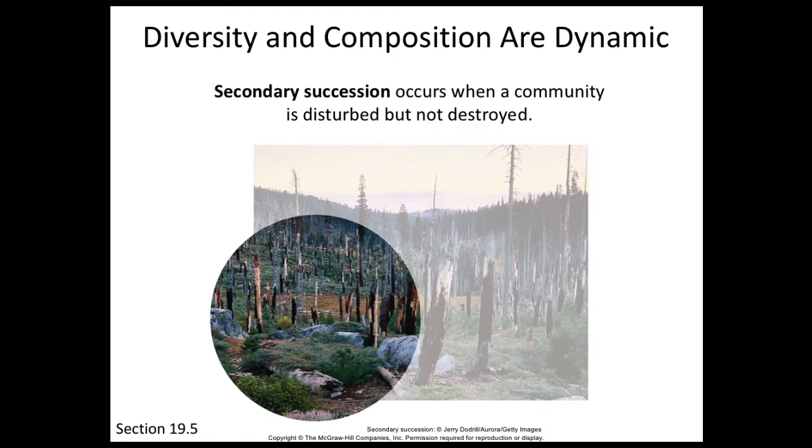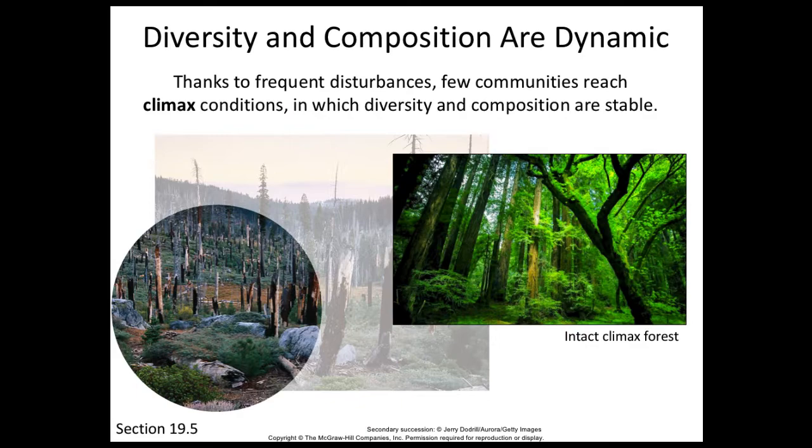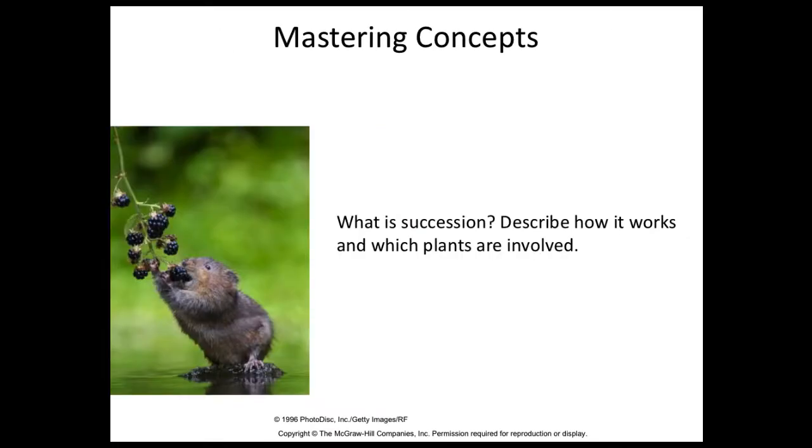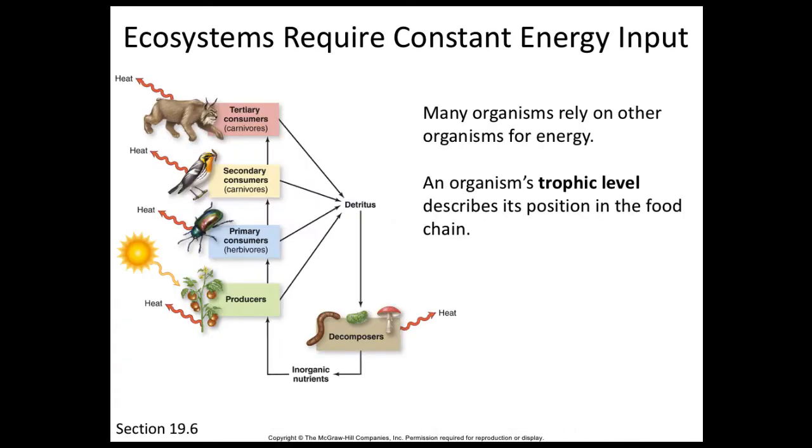Secondary succession occurs when a community is disturbed but not completely destroyed. Thanks to frequent disturbances on our planet, few communities reach climax conditions in which diversity and composition are stable. When you're studying for the exam, make certain that you can describe succession, how does it work, and which plants are involved. In the next part of our lecture, we're going to talk about how ecosystems require constant energy input.